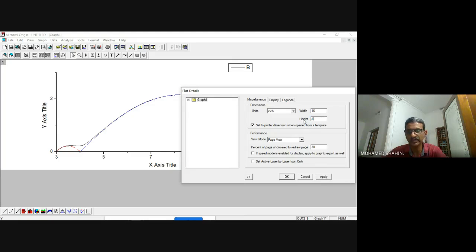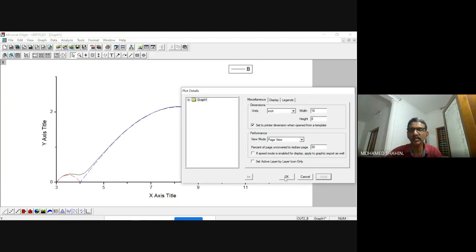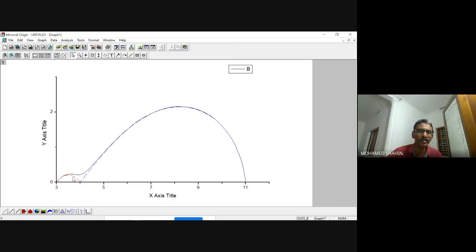Height is 8. Apply. Okay. This is how you see in many. There are two processes, you independently plot it. In the same way, in the real part also, this I'll put.